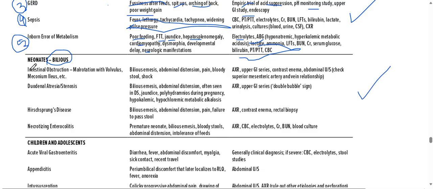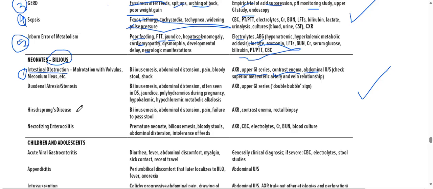First is intestinal obstruction: malrotation with volvulus, and meconium ileus. So intestinal obstruction is the number one thing, either volvulus or meconium ileus. There will be bilious vomiting, abdominal distension, bloody stool. For this we need to do abdominal X-ray, upper GI series, contrast enema, and abdominal ultrasound to check the superior mesenteric artery and vein relationship. But more important, I think, in intestinal obstruction is the abdominal X-ray and upper GI series.